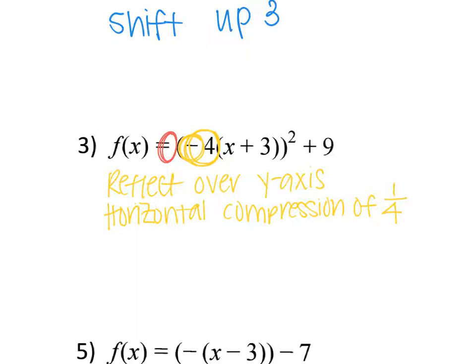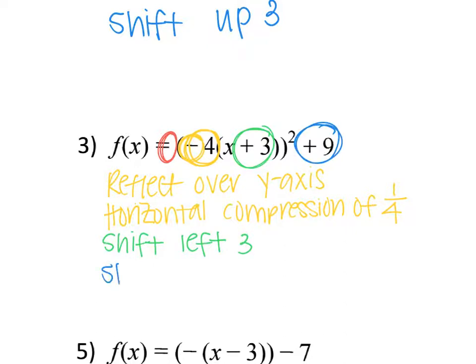I'm also adding 3, so it tells me I'm shifting to the left, since it's +3. The plus 9 tells me I'm shifting up 9.